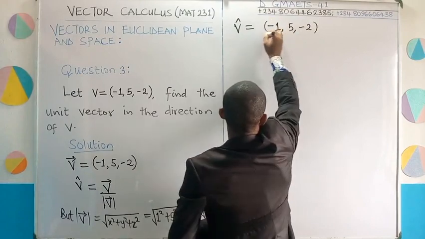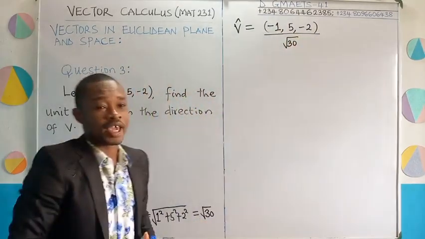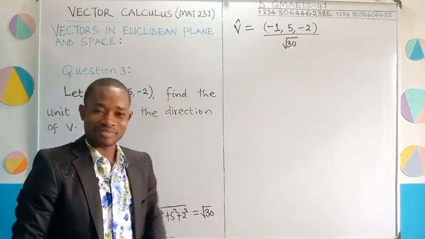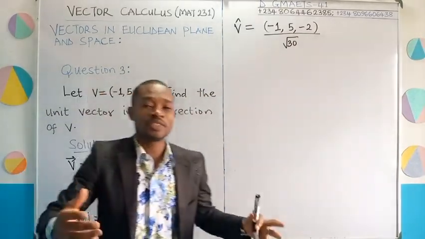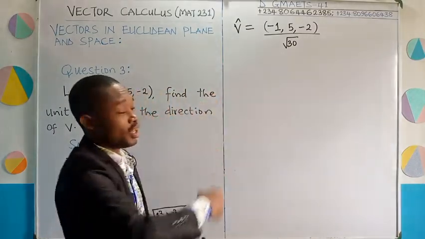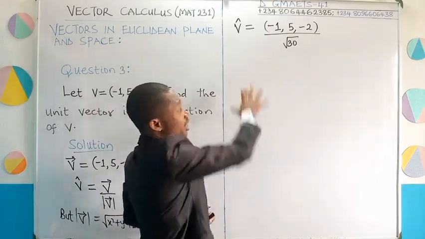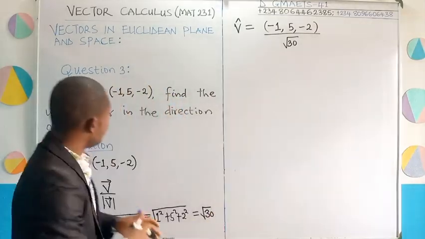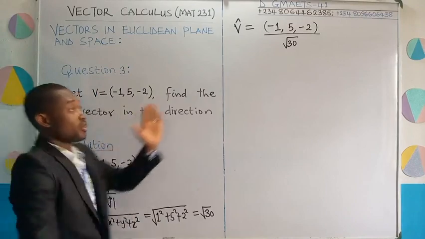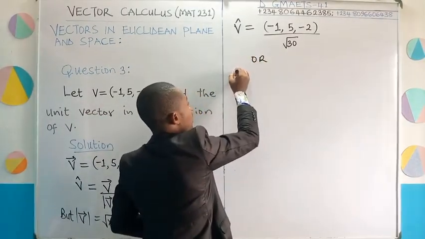Going to enclose it in bracket and divided by the modulus of that vector, which is root 30, we obtain... So this is simply our answer. Now, if it is an objective case, there are different ways that an examiner may choose to leave the option. So let me give you the various ways that the answer can be presented. But we have already obtained the unit vector in the direction of this vector given to us. This is the answer.